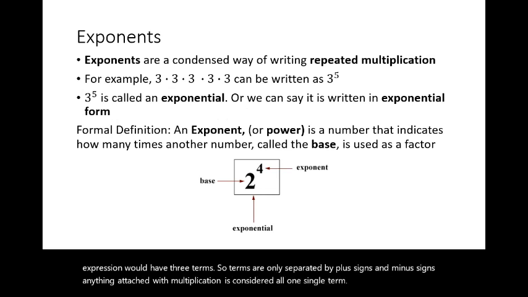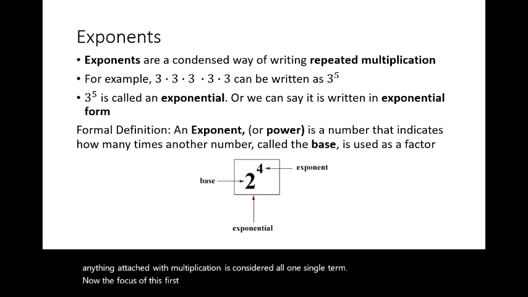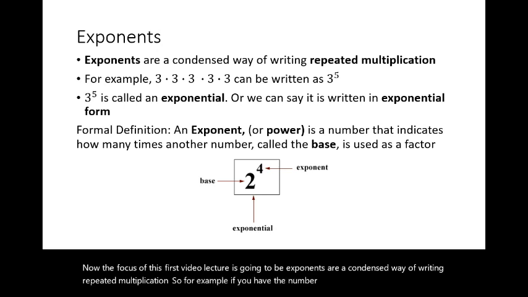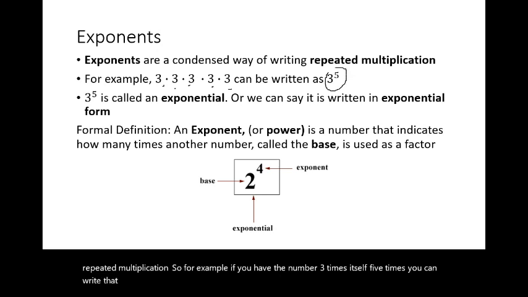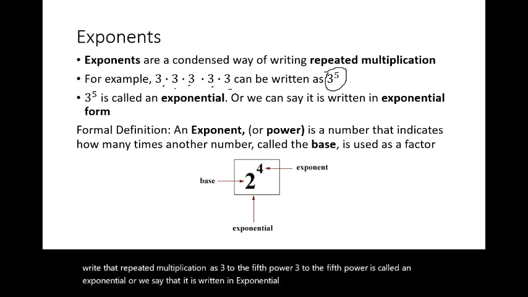Now, the focus of this first video lecture is going to be exponents. Exponents are a condensed way of writing repeated multiplication. So for example, if you have the number 3 times itself 5 times, you can write that repeated multiplication as 3 to the 5th power. 3 to the 5th power is called an exponential, or we say that it is written in exponential form. So an exponential expression is any expression that contains an exponent.